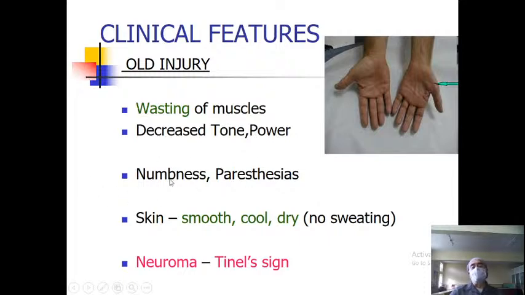And that is motor, and numbness and paresthesias, and skin. Skin may become smooth, cool and dry, because the skin needs continuous nerve stimulation for the sweat glands to work and for its normal functioning. If the neurological deficit is there, then the skin becomes smooth, cool and dry, with no sweating, anhidrosis. Okay, and neuroma, you can feel a Tinel sign. What is a Tinel sign? We will see subsequently.